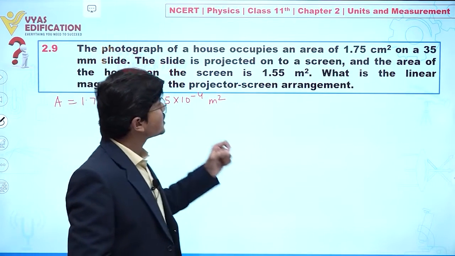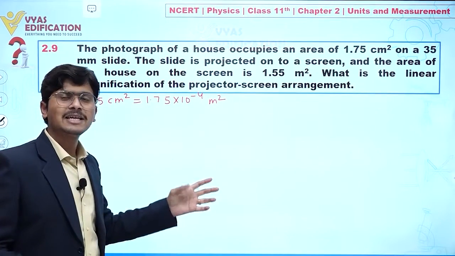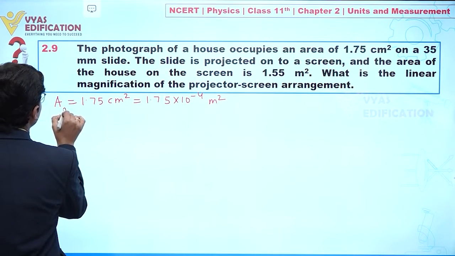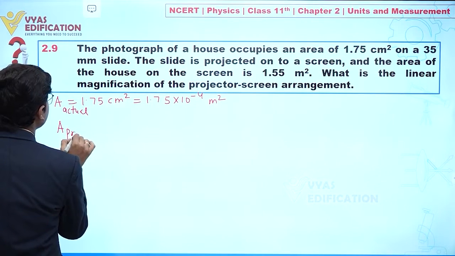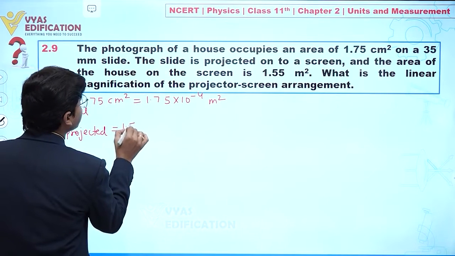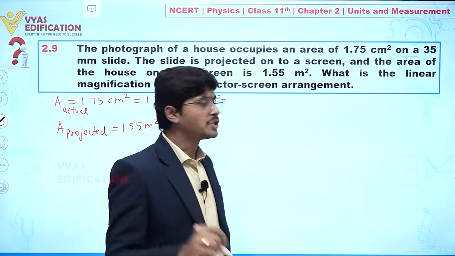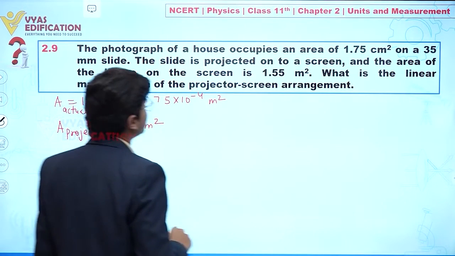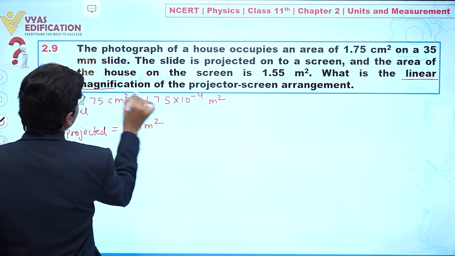The slide is projected onto a screen and the area of the house on the screen is 1.55 meter square. So we can see this is the area of the actual object, and this is the projected area. Clear? So the projected area is given to you as 1.55 meter square. Clear? Now what is our objective? Our objective here is to find the linear magnification of the projector. Clear?